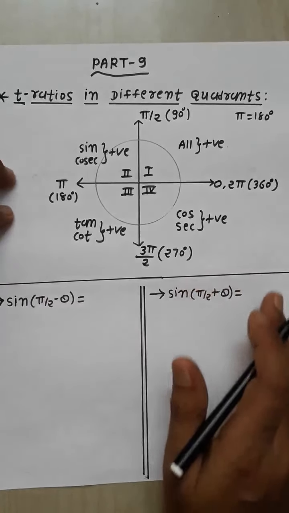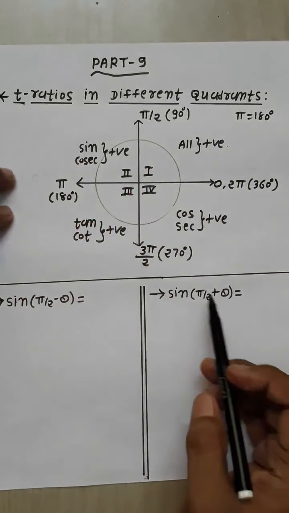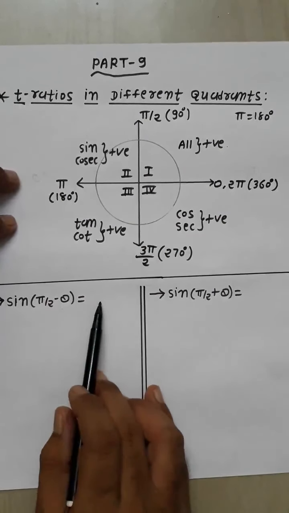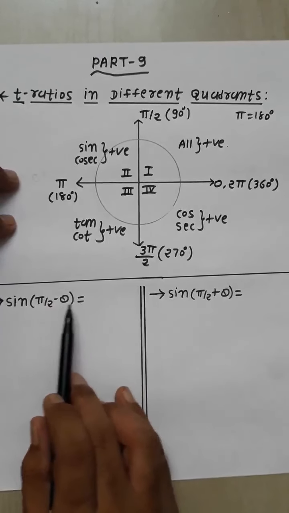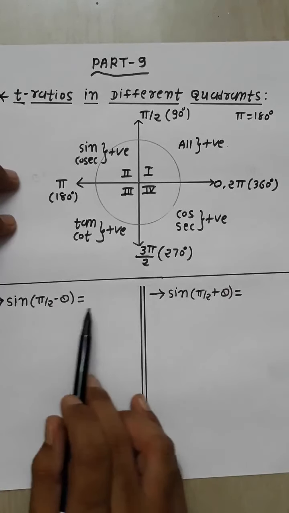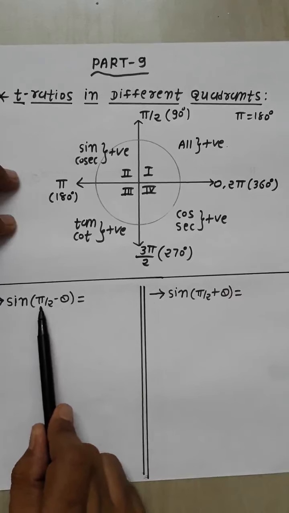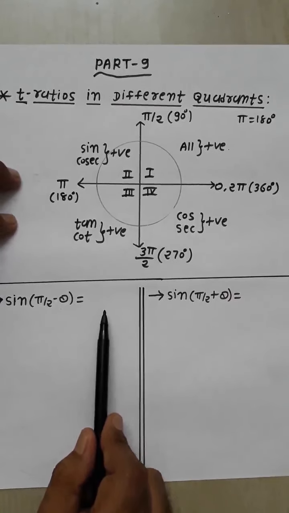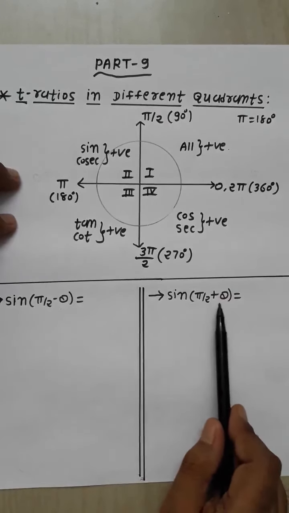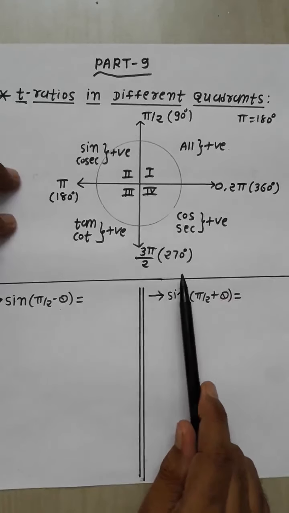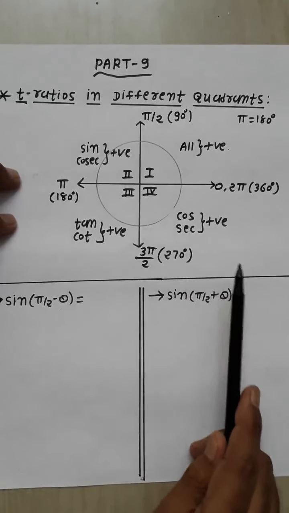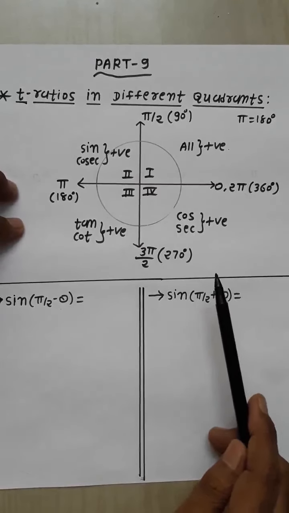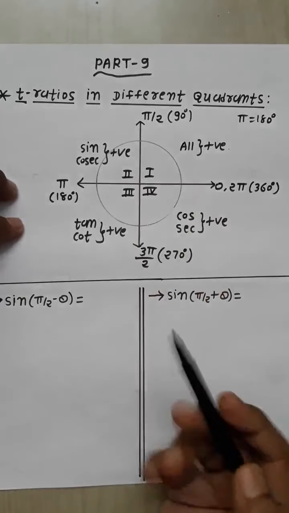Now how can we use this in the quadrants? We know that the value of sine of pi by 2 minus theta is cos theta. In standard 10 we discussed all these results. Sine of 90 minus theta is cos theta, cos of 90 minus theta is sine theta. But suppose sine 90 plus theta, sine 3 pi by 2 plus theta, sine 2 pi minus theta. How can we find out these values? Using this quadrant, now we discuss all these values.